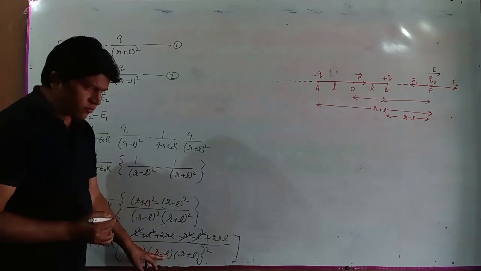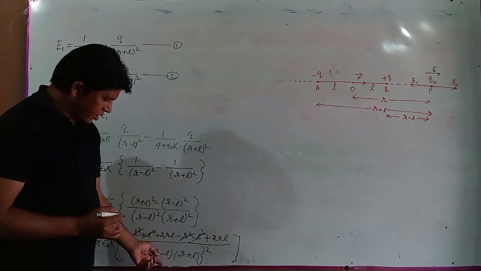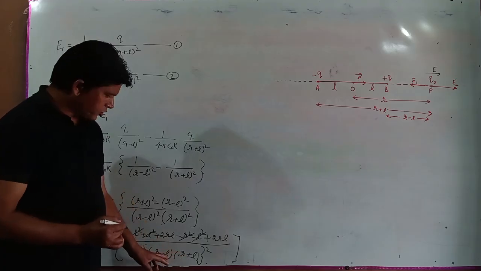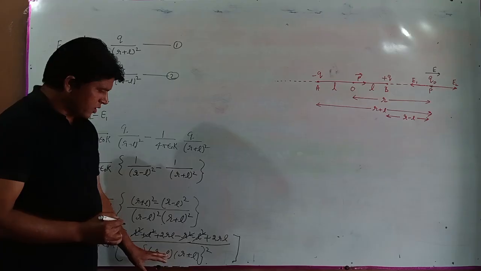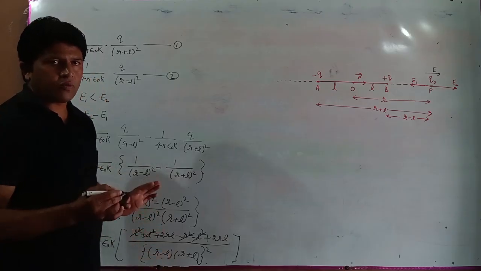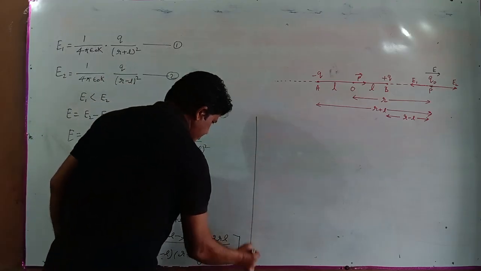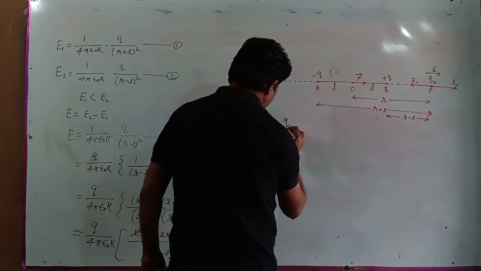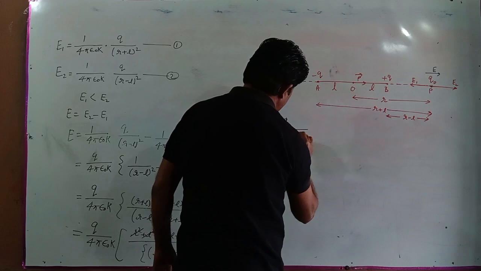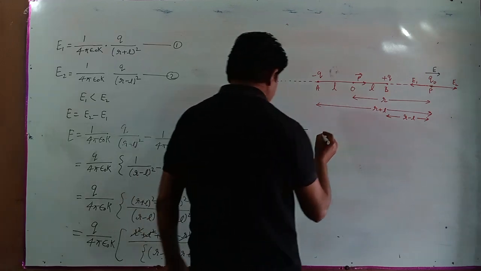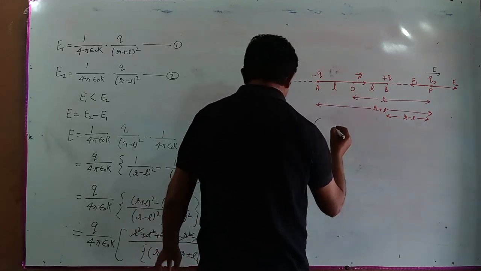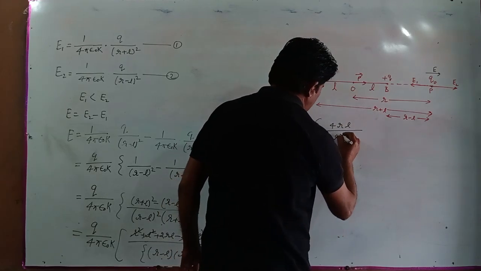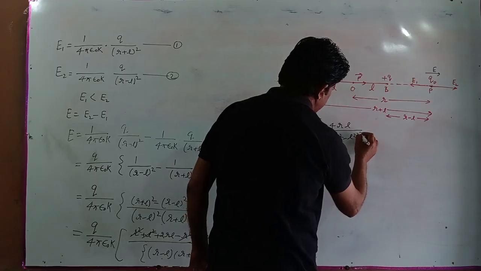But in the case of the denominator, we see that here is R minus L, here is R plus L, all are the same but opposite in sign. So this will become a formula, and we will write here E is equal to Q over 4 pi epsilon naught K and 4RL upon (R square minus L square) the whole square.